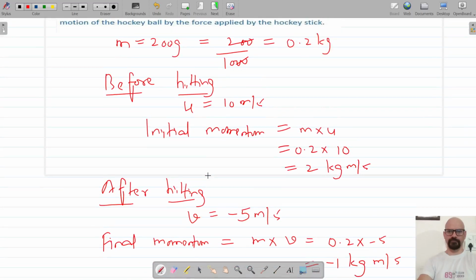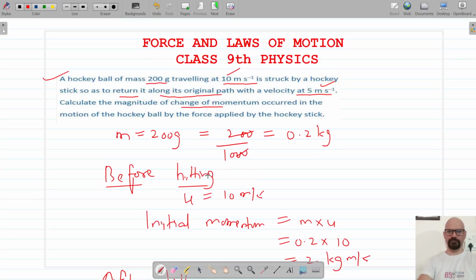Okay, so with this we are done with this one. We were supposed to calculate the change of momentum occurred in the motion of the hockey ball. Let's move on to the next one.